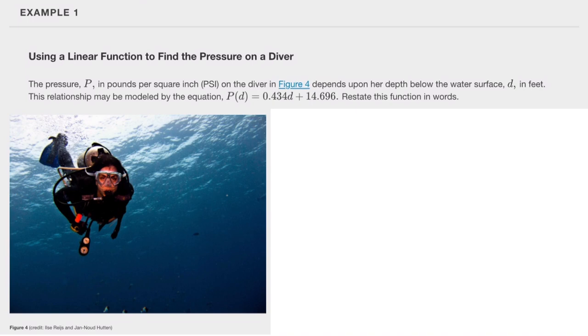Okay, so using a linear function to find the pressure on the diver. The pressure P in pounds per square inch on the diver in figure 4 depends upon her depth below the water surface, D in feet. The relationship may be modeled by this equation, and we're asked to restate this function in words. So let me see. The pressure as a function of depth is equal to 0.43 times the depth plus 14.696. I think that's all that they want, something like that.